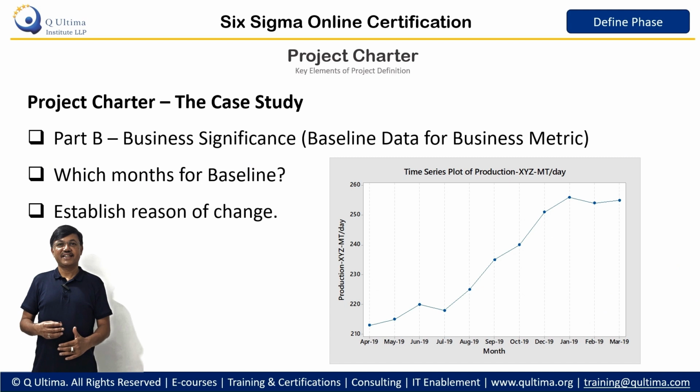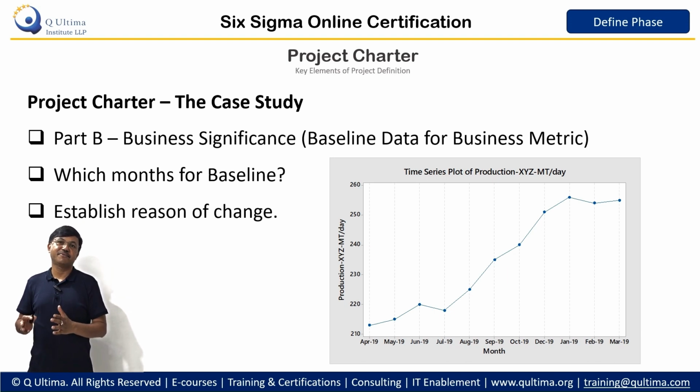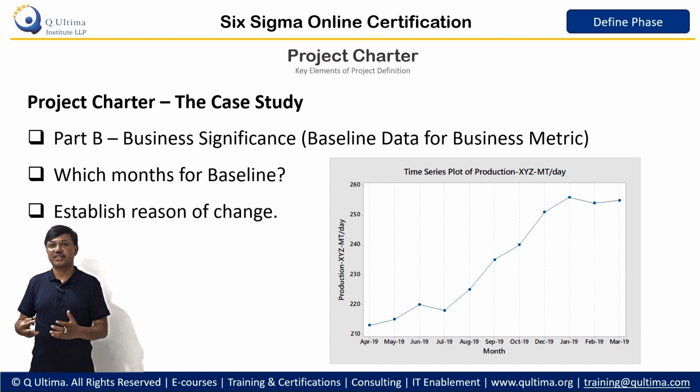So now we will understand what baselining is. Baselining is a method in which we try to find a stable period of present performance, and we try to eliminate all the special causes in the data.